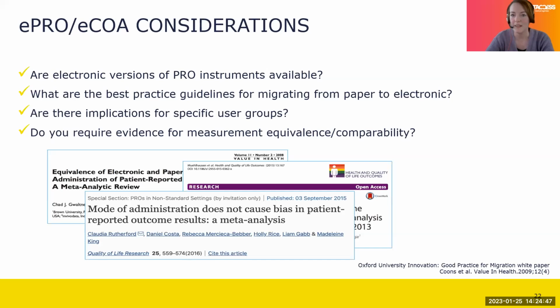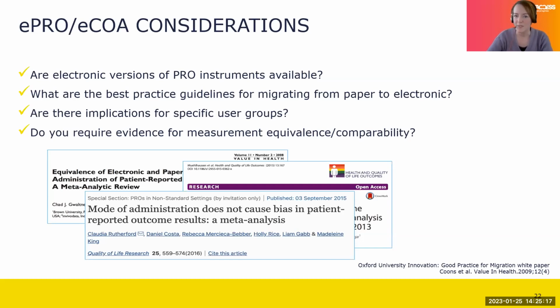And then particular to digital studies. Again, those people who have worked with patient-reported digital studies will understand that one of the first questions that we ask ourselves is whether there are electronic versions of COAs or PRO measures available. If not, how do we go about creating those? So working with instrument developers, license holders, using best practice guidelines to migrate from a paper to an electronic version of an instrument.